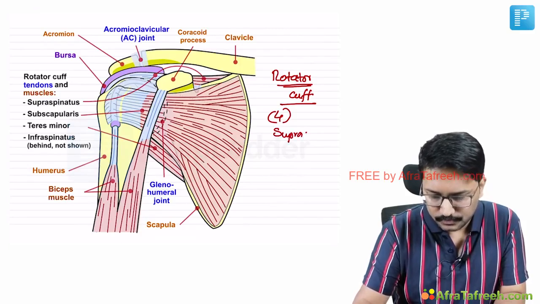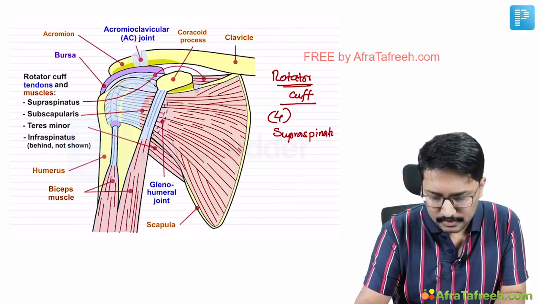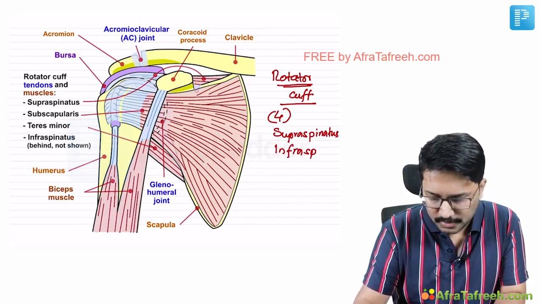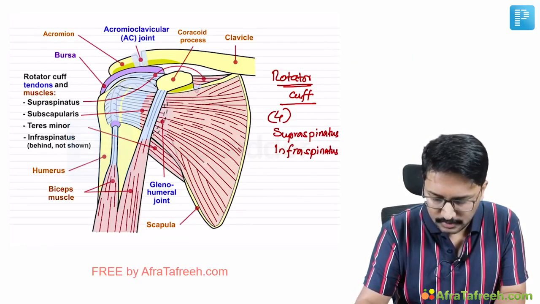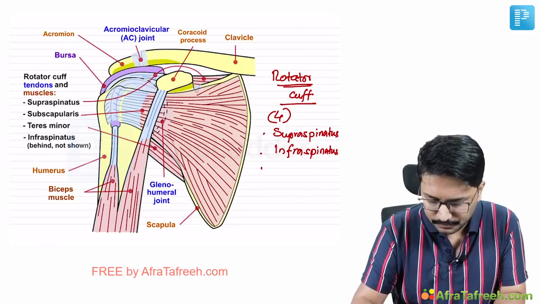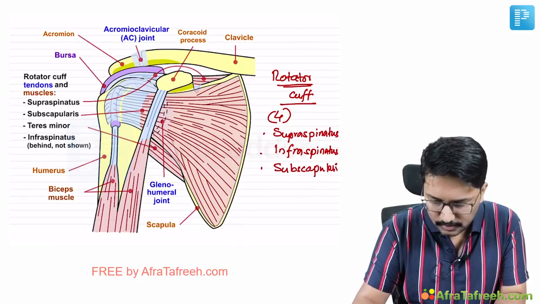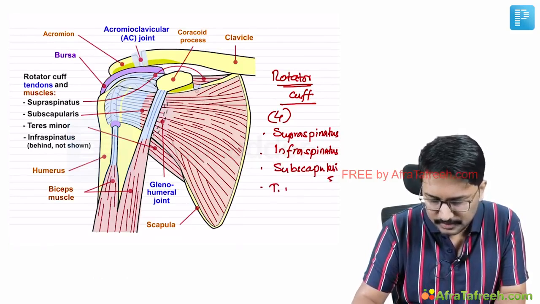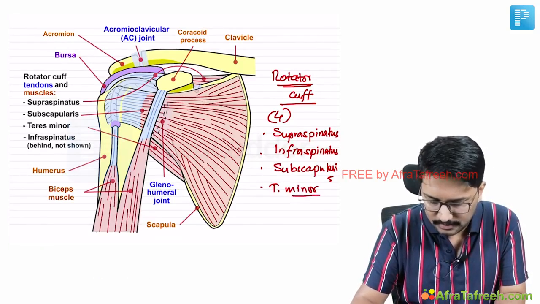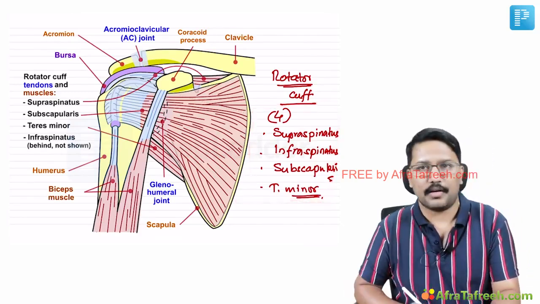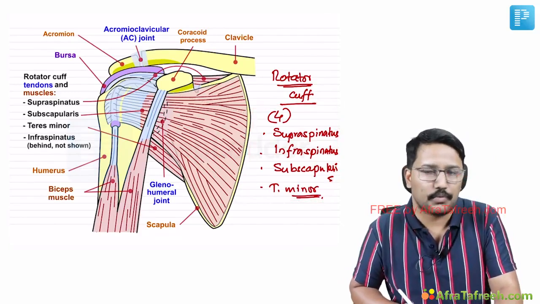One is supraspinatus. The second one is infraspinatus. Then the third one is subscapularis. Okay, and the fourth one is teres minor, right? These are the four muscles which are forming the rotator cuff. This is the first point I wanted you to know.